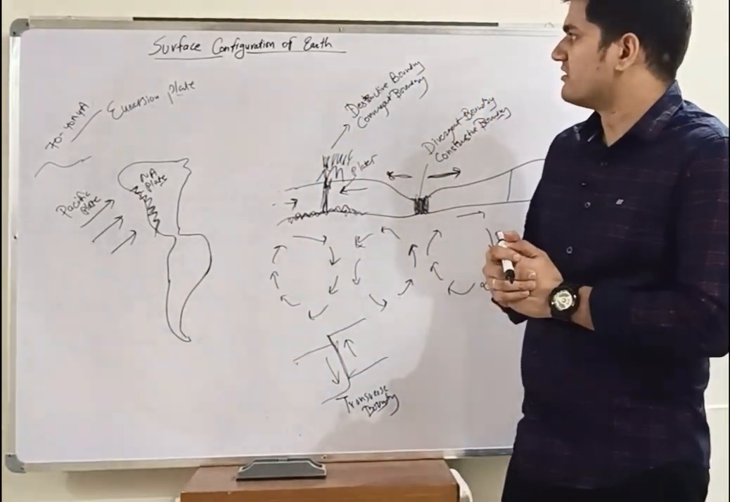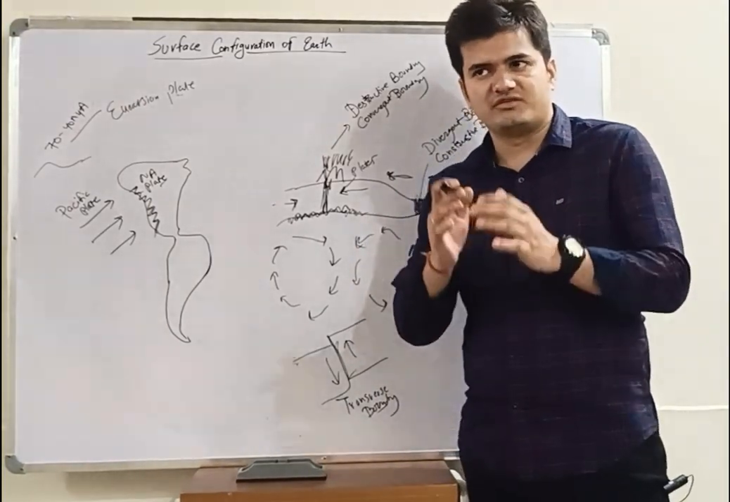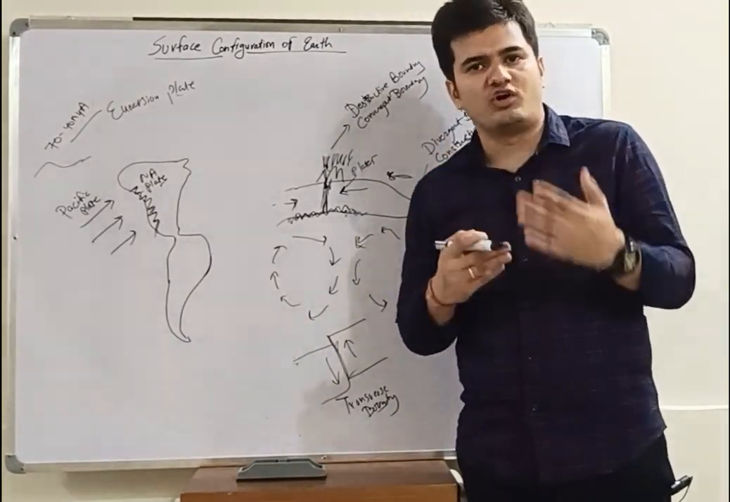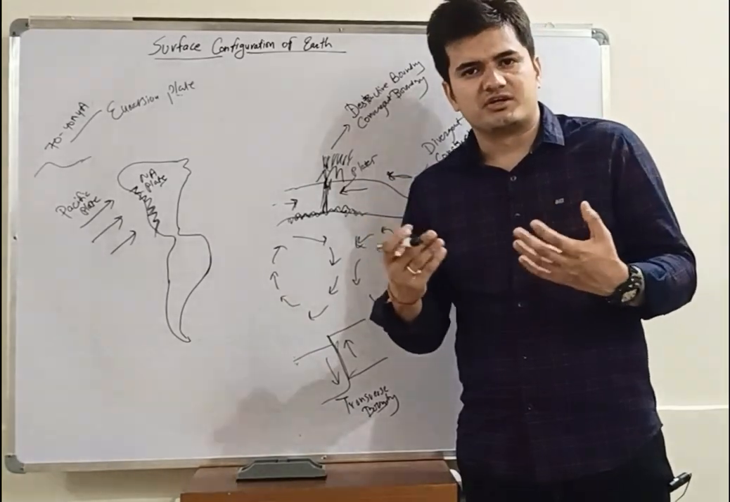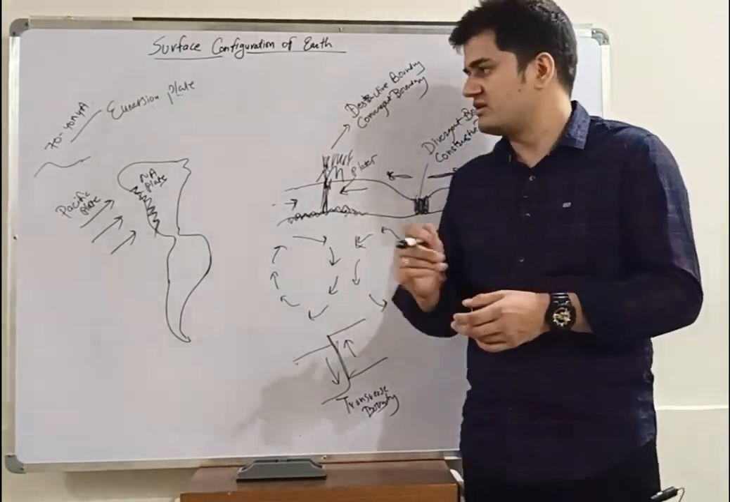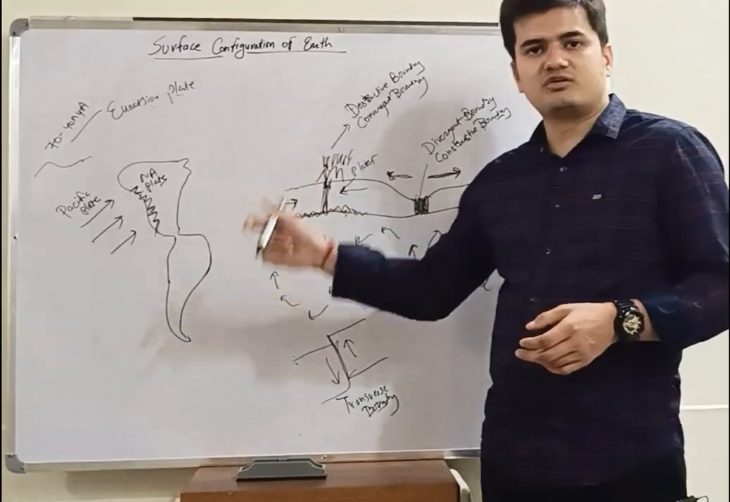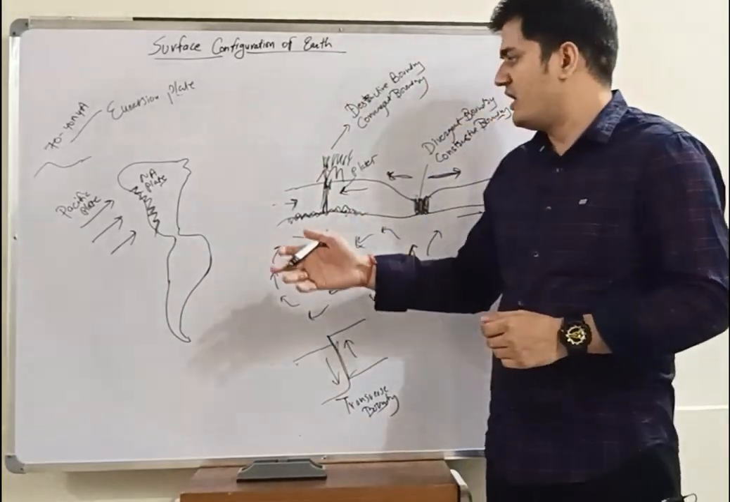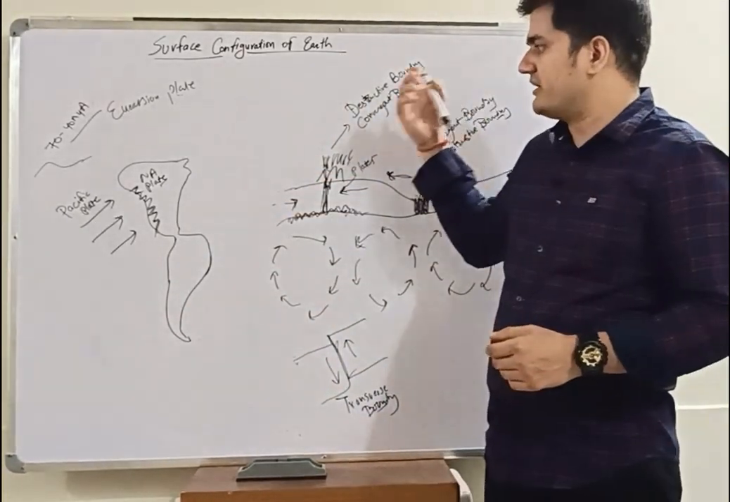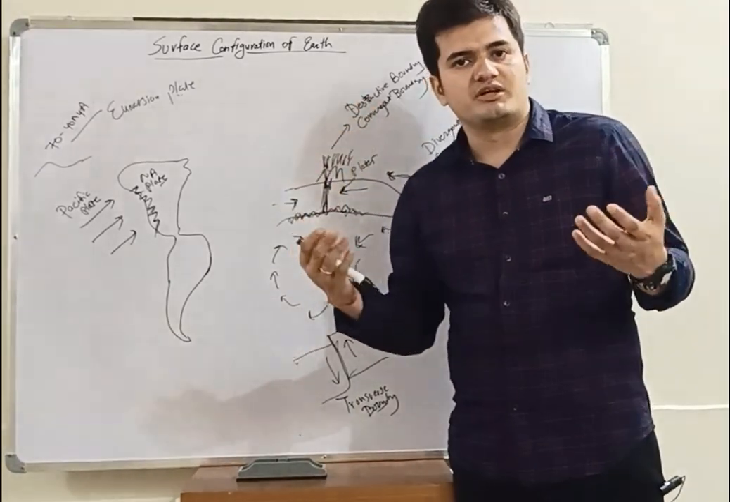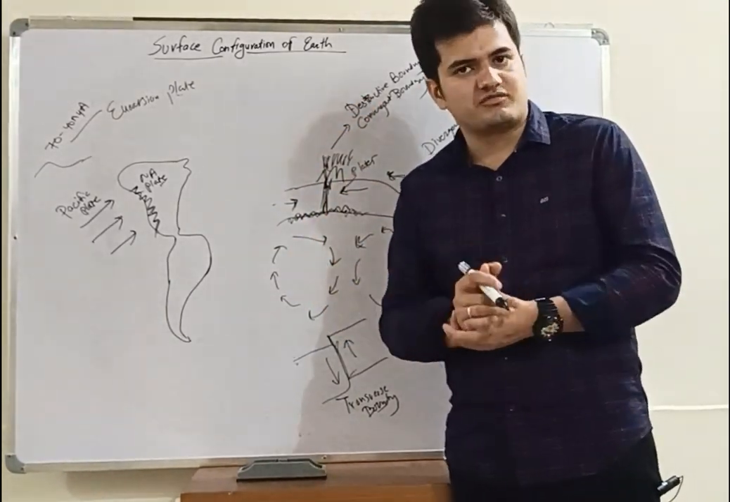So we have discussed the surface configuration of Earth. We have discussed various theories, how the theories evolved from the continental drift theory of Alfred Wegener to the plate tectonic theory of Jason Morgan, and also how the different plates and their motion create various landforms on the surface.